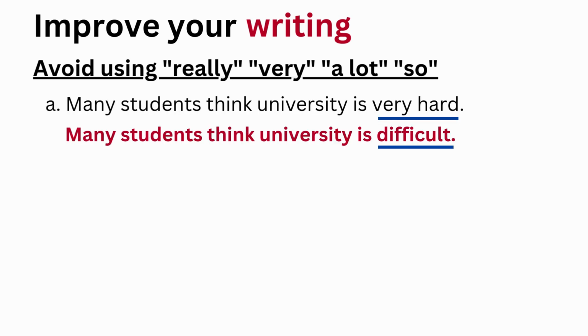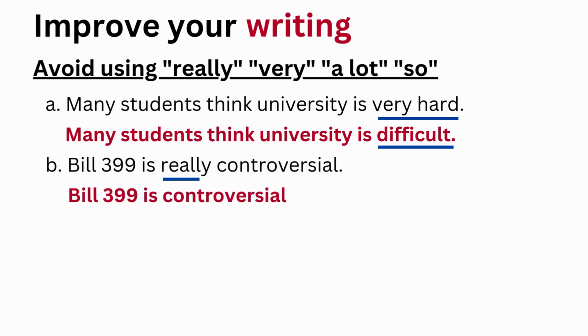Many students think university is very hard. How could I improve this sentence? Well, instead of using very hard, just use a stronger word in the first place. Say, many students think university is difficult. Now let's look at sentence B. Bill 399 is really controversial. We could simply say, Bill 399 is controversial. The sentence sounds better and it sounds more formal.